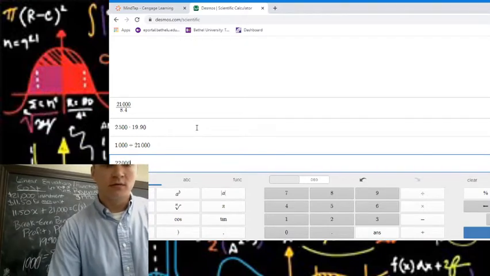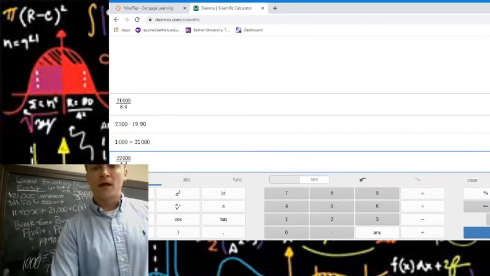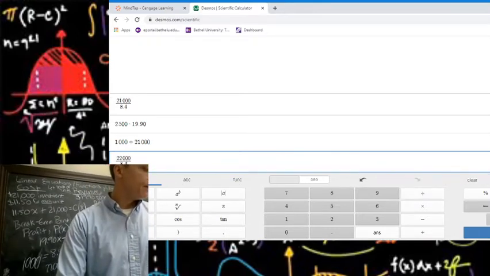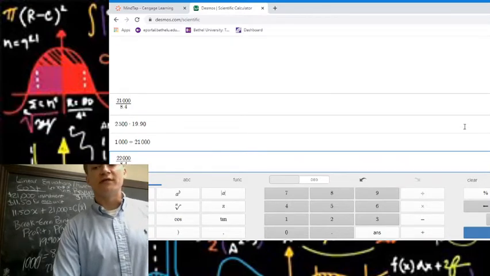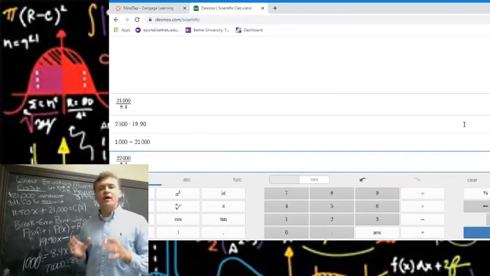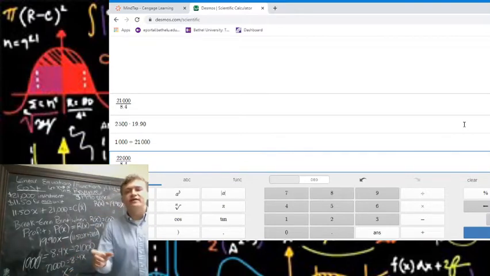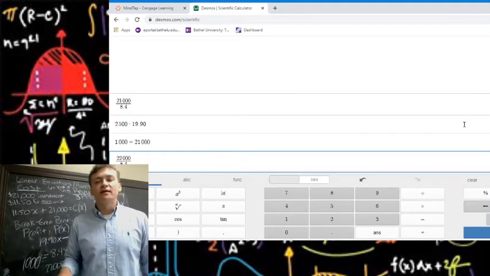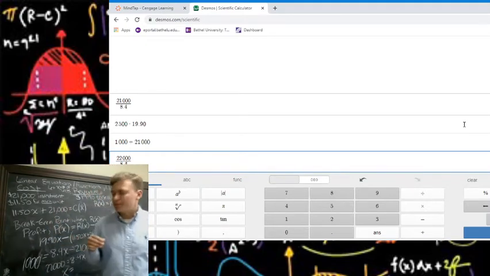22,000 divided by 8.4. Notice what we get over here on the side: 2,619.047. Remember, this represents the number of units. We just solved for x here. X here is 2,619, and rounded off, 0.047, 0.048.